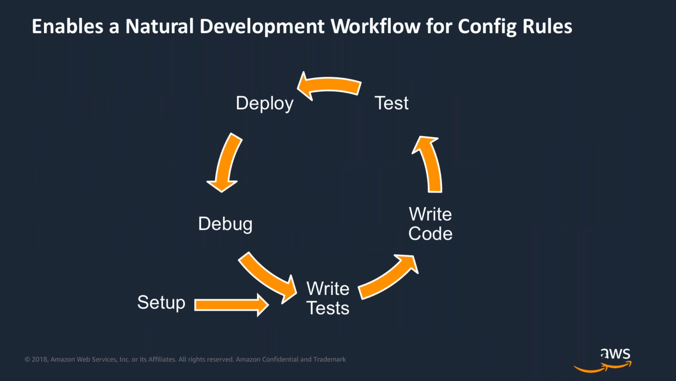As I just mentioned, the RDK promotes a natural development workflow. So as you can see here, as soon as you set up the developer environment, you can use the RDK to iteratively write the tests from the Gherkin-like scenarios that we just saw, write the code, do unit testing using the RDK, deploy in a test account using the RDK, debug, and continue changing and iterating on the code. All of this can be done using the RDK, making your config rule development a seamless workflow.